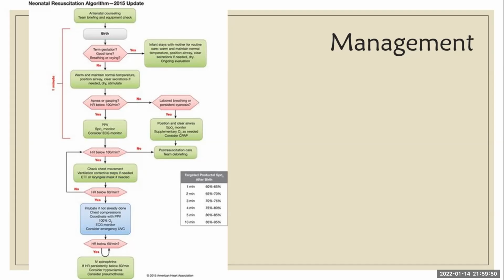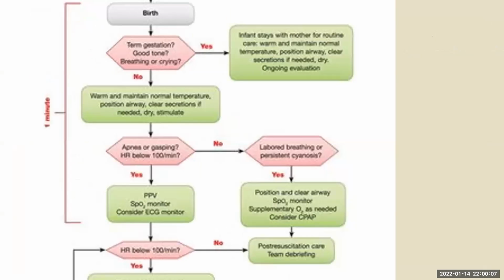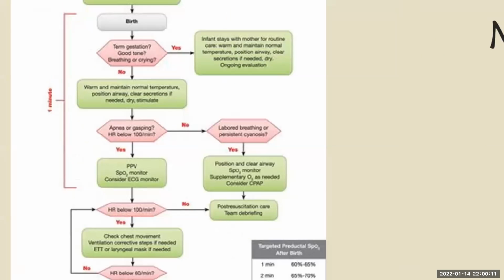Okay, the presenter mentioned just now that at 1 minute you assess. So that is wrong. It should be at birth, as you can see written birth in the grey color. That is birth. And everything up to PPV should be completed by 1 minute. All these few steps should be done completely within 1 minute. So at birth, you assess.